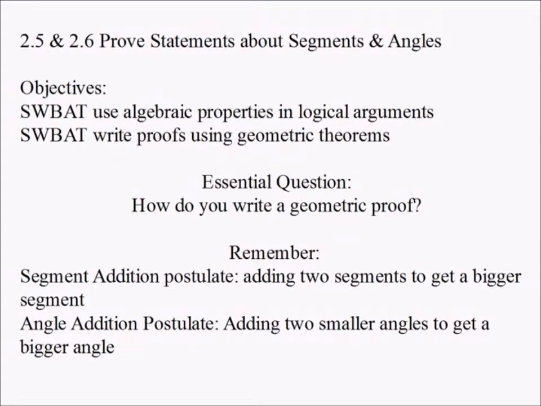A couple things I want you to remember, and I should have put this in 2.4, but we're going to put it here now. The segment addition postulate, okay, that was chapter 1. It wasn't explicitly brought to you in 2.4, so I wanted to put it in now. The segment addition postulate is where you add two segments to get a bigger segment, and angle addition postulate where you add two smaller angles to get a bigger angle. Okay, I need you to have those memorized, along with postulates 5 through 11.